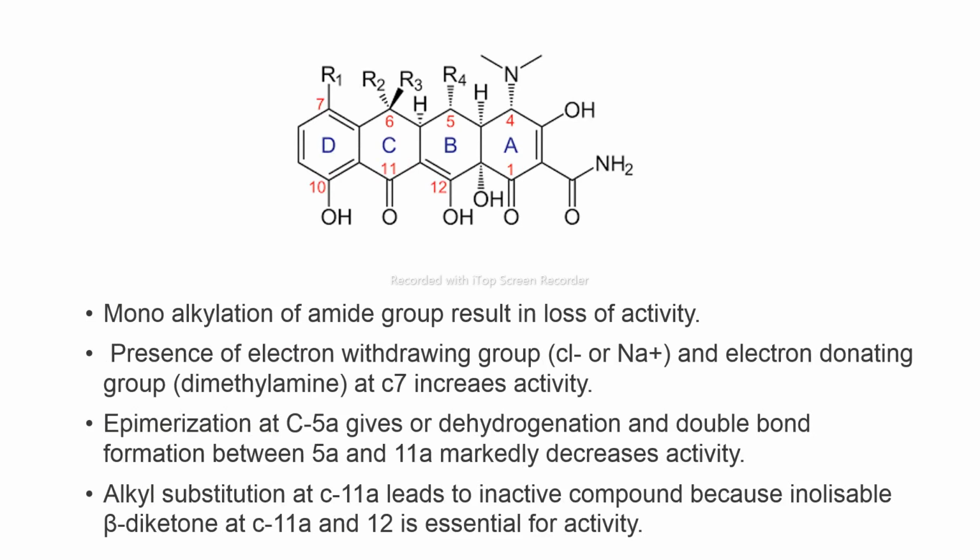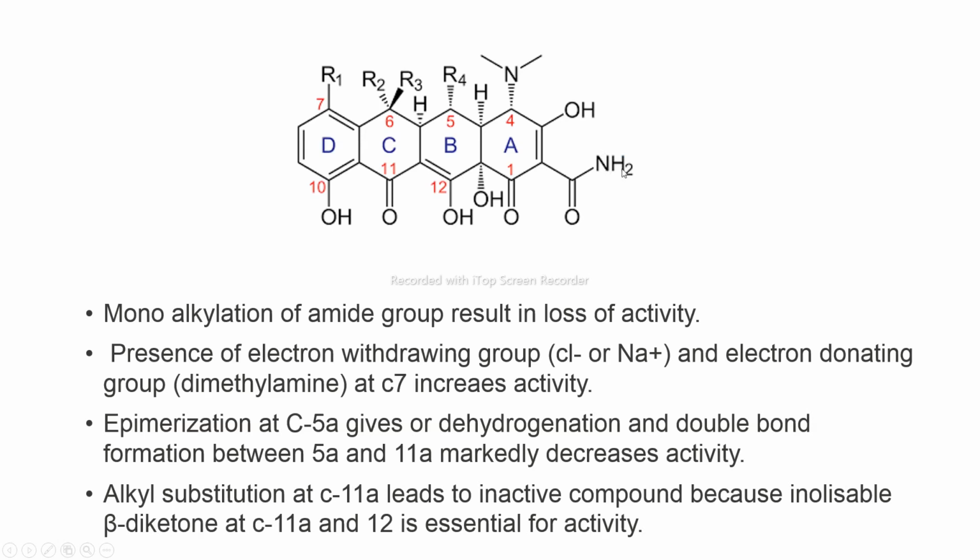Then monoalkylation of the amide group results in the loss of activity. As we just discussed, if we replace one of the hydrogens with a methyl group, then the activity is decreased, or sometimes it remains the same. But if we add any bulky alkyl group, then the activity will definitely decrease.